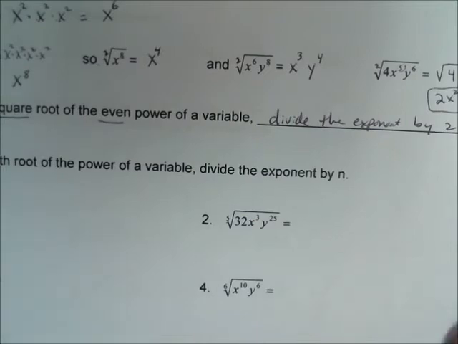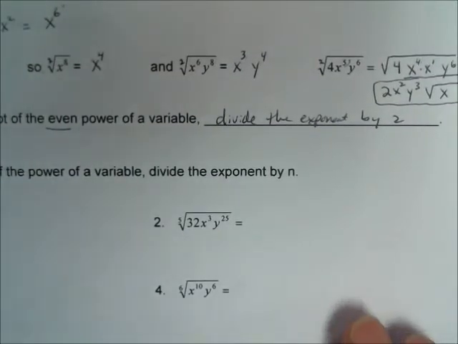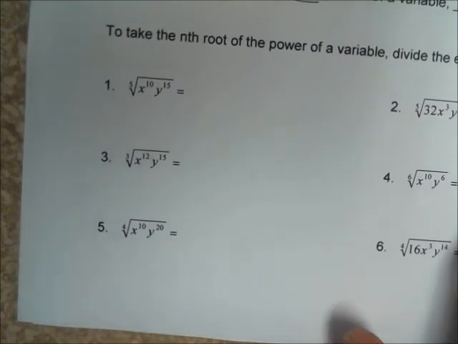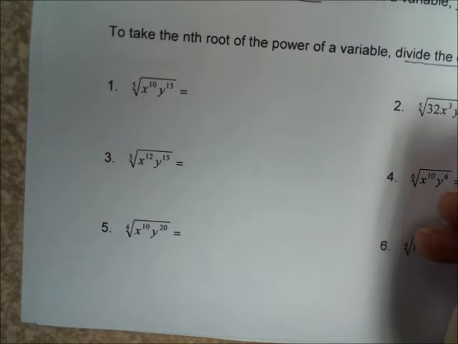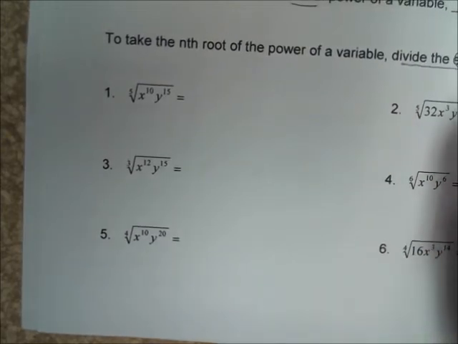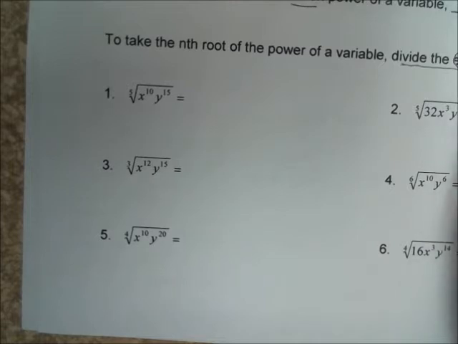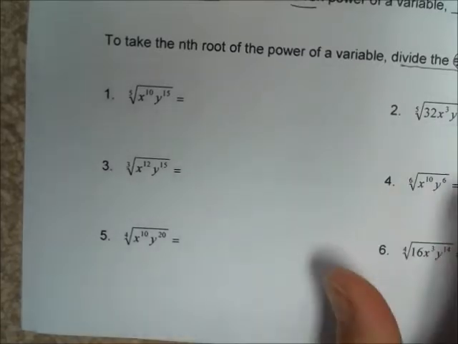That's all we did, divide the exponent by 2. All right, so we're going to take all of these roots down here that they're asking for. What we're going to do is divide the exponent, whatever the exponent is on these radicands, by n, and remember, n is the index. It's the little number in the V.